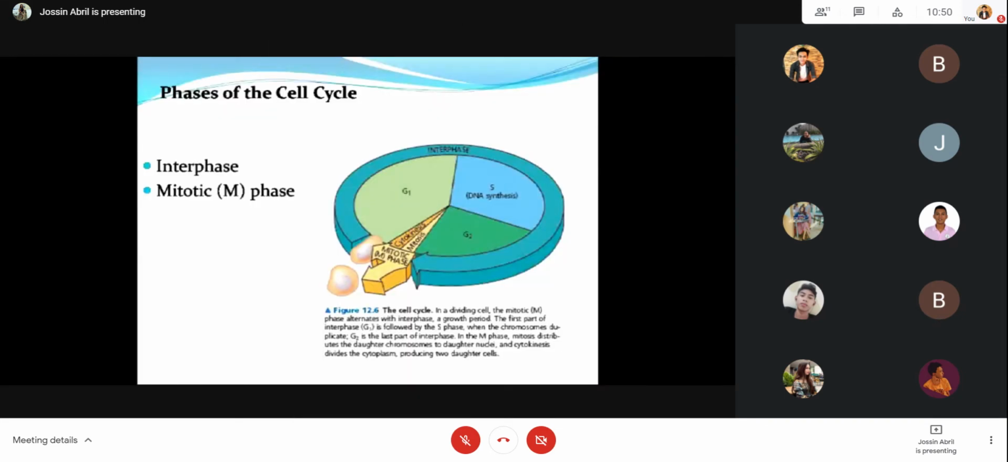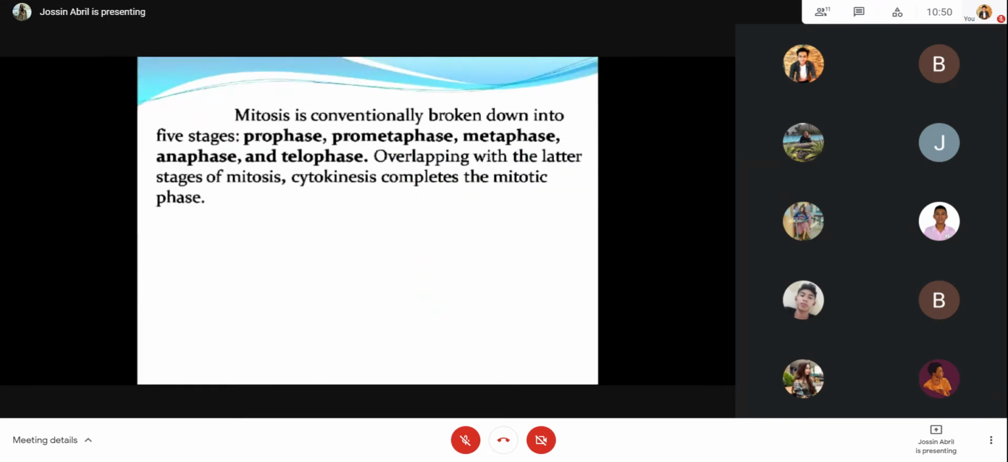And then, next is mitosis, conventionally broken down into 5 stages: prophase, prometaphase, metaphase, anaphase, and telophase. Overlapping with the latter stage of mitosis is cytokinesis. Cytokinesis completes the mitotic phase.